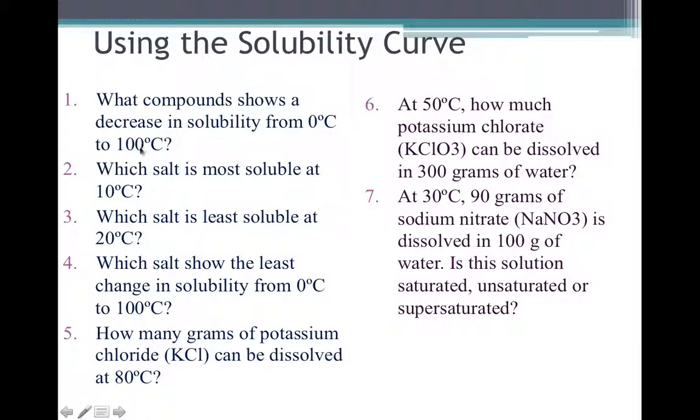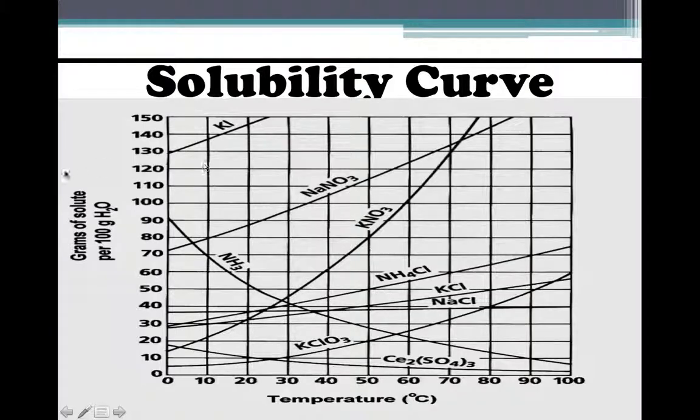So the first question, and these are also on your graphic organizer, says: what compounds show a decrease in the solubility from 0 to 100 degrees Celsius? So I'm going to go back here and let me get my pen in place.